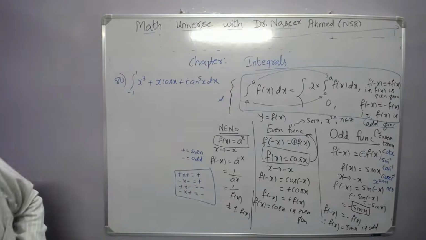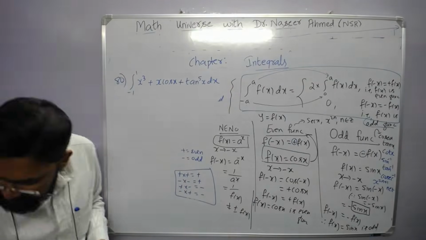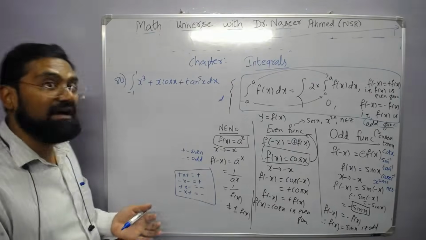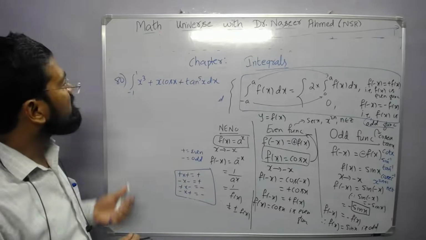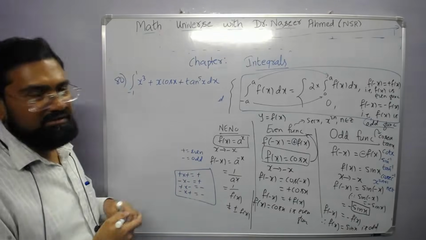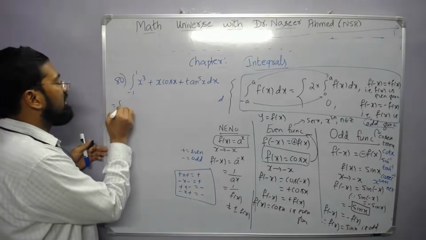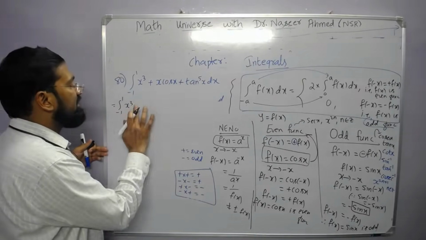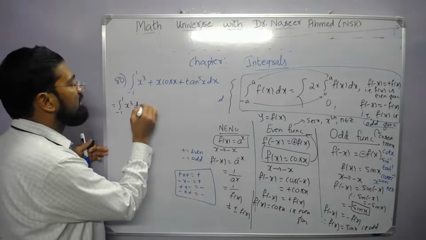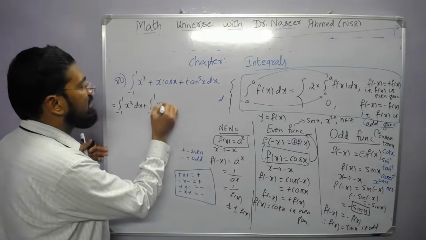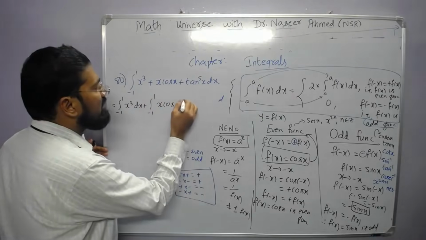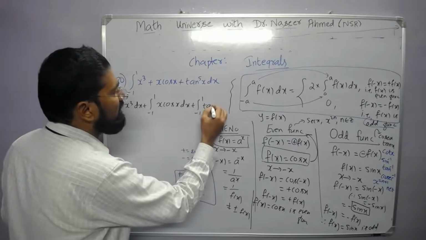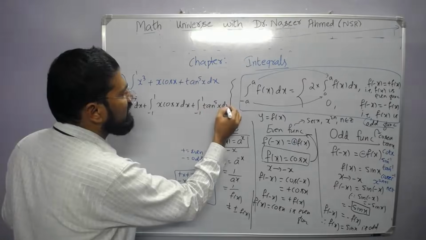Now we are going to use the sum rule. What does the sum rule say? See carefully, pay attention. The sum rule says we have to integrate one by one. So see this: integration from -1 to 1 of x cube dx, then integration from -1 to 1 of x into cos x, then plus integration from -1 to 1 of tan power 5x with respect to x.